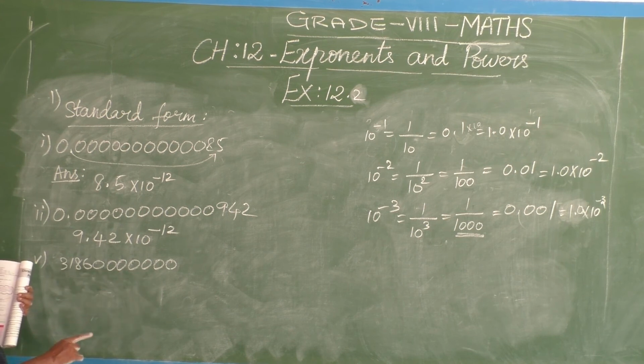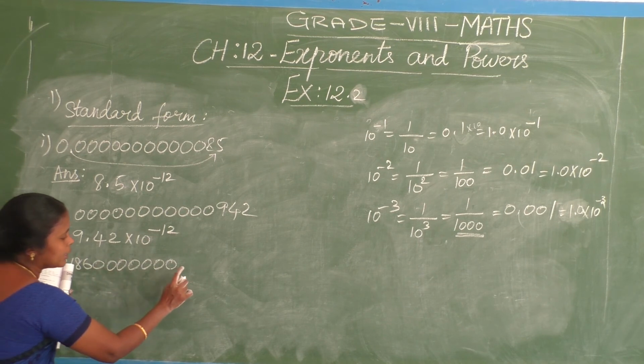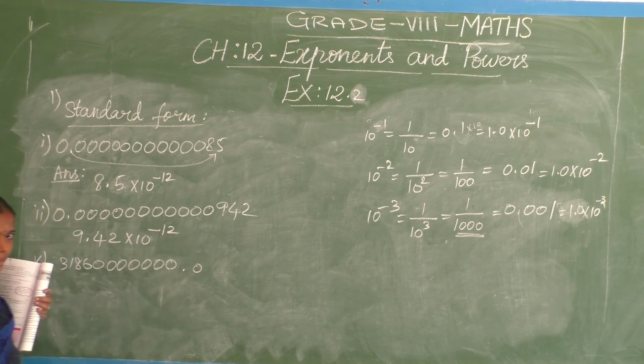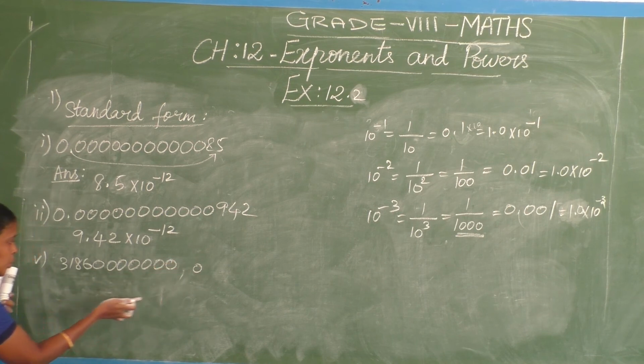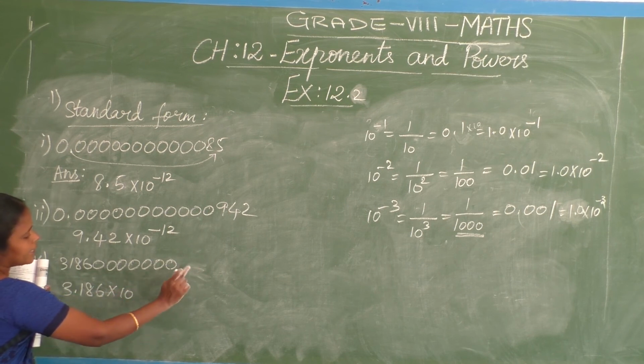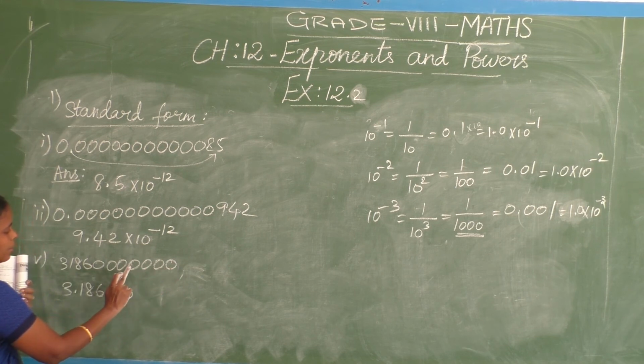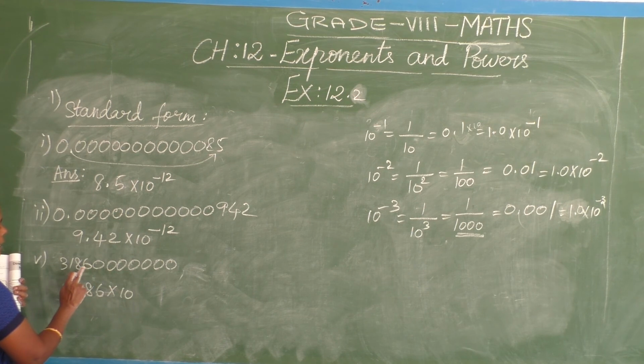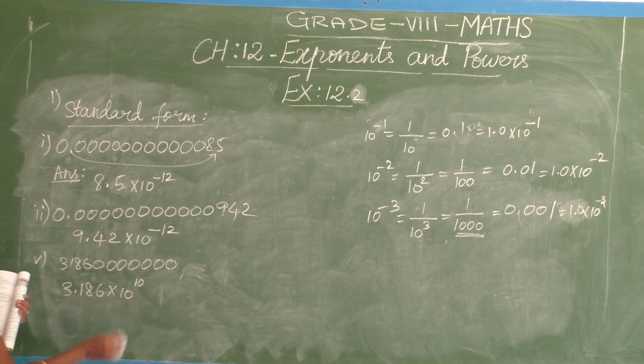What I told already: for a whole number, you must think the point is at your right hand side. So you are moving the point from right to left. Right to left means positive power comes. So the answer is 3.186 into 10 power. How many digits have you moved? 1, 2, 3, 4, 5, 6, 7, 8, 9, 10. So positive 10. 3.186 into 10 power plus 10. Right to left means positive power. Left to right means negative power. Keep it in mind.